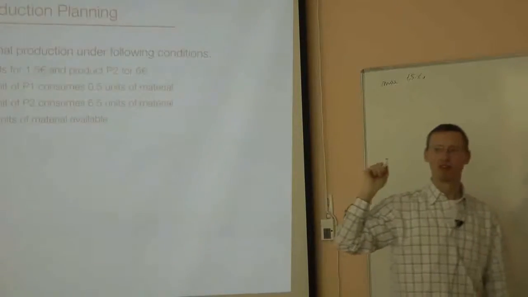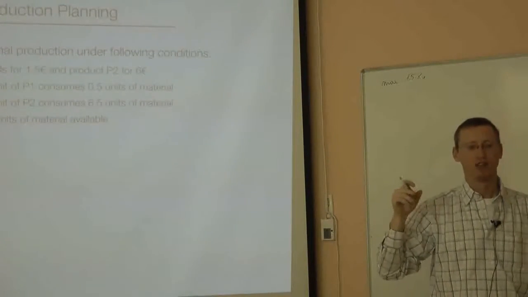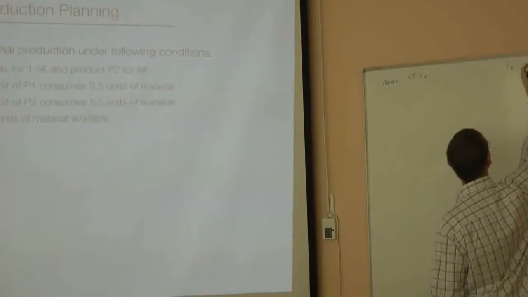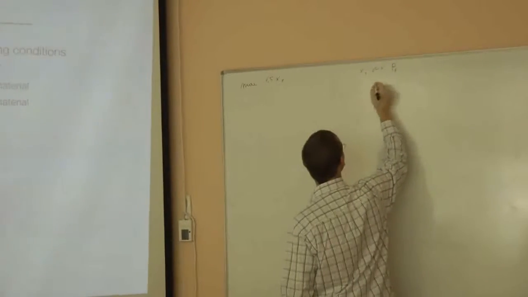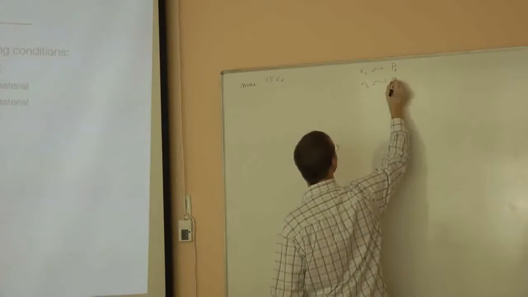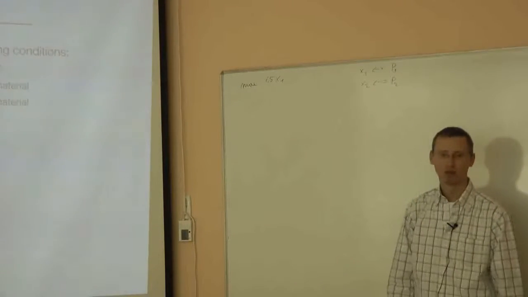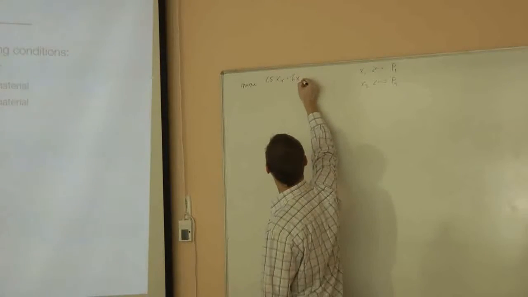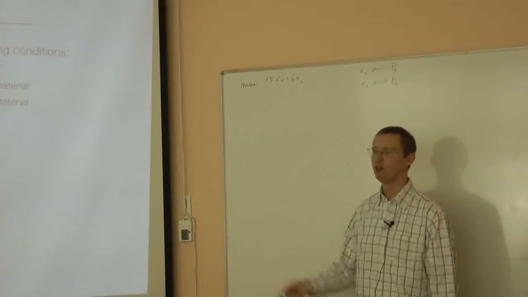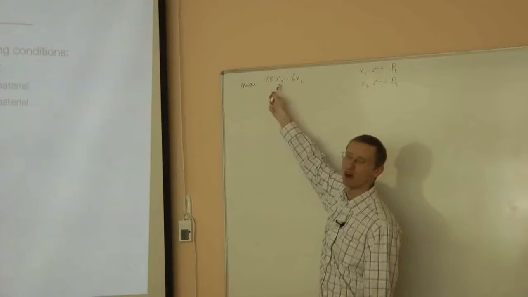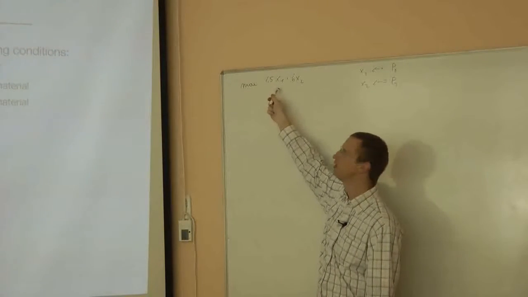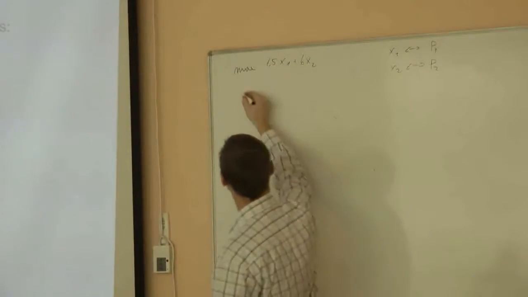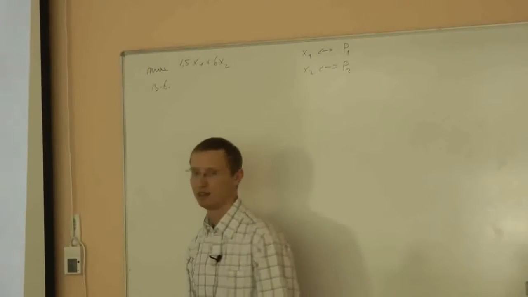Even before that, one of the steps that we should take is we should denote our optimization variables. Okay, so I will denote by x1 the amount of product number 1, and x2 would be the amount of product number 2. So 1.5 times x1 plus 6 times x2 is the profit that we achieve if we produce this many kilograms, volumetric units or pieces of product 1, and this is for product 2. But we have constraints.